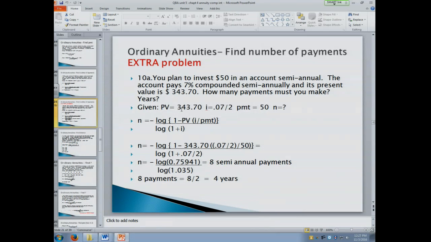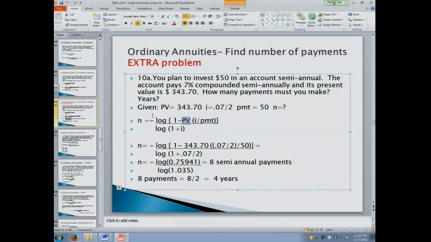Well, this time our present value is $343.70. I is 7% divided by 2 because it's semi-annual. I said the payment was $50. You're looking for N. Here is the correct formula with present value given. Make sure you don't forget to put this negative sign, because this equation will give you a negative. A negative times a negative will give you a positive 8 payments. N equals 8. In fact, I think I'm going to type it in there. N equals 8.